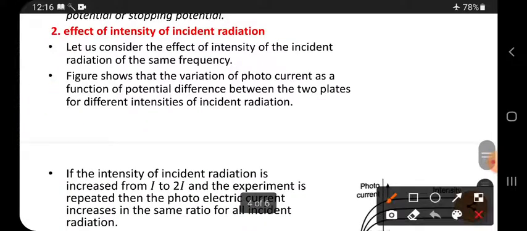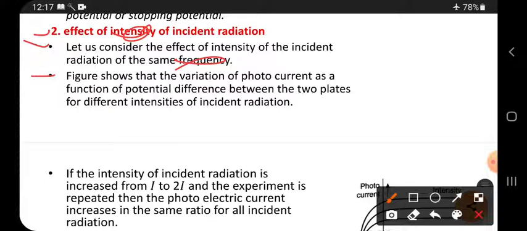Next, the second characteristic: the effect of intensity of incident radiation. What is its effect? How does changing the intensity change the photoelectric current? Let us consider the effect of intensity of incident radiations of the same frequency. Here we have to keep the frequency the same.